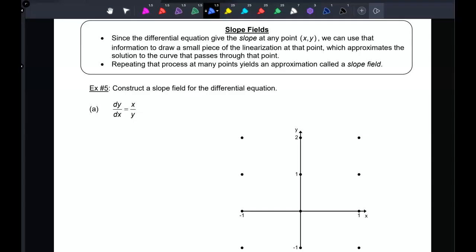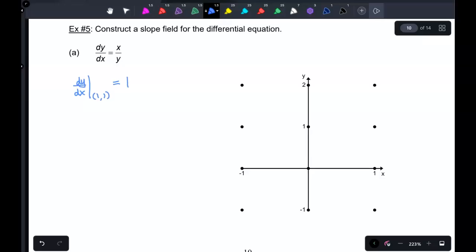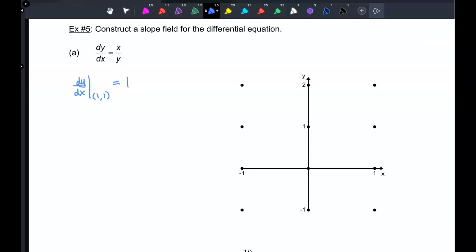Okay, so for example, if I take the ordered pair 1, 1, so if I do dy dx at 1, 1 for the differential equation x over y, what do we get? We get 1. Now, over here at 1, 1, we're going to make a segment that looks like a slope of 1. And we don't want to make it too long because we don't want all the segments to cross over each other, but we want to make sure it's long enough that we can see it clearly.